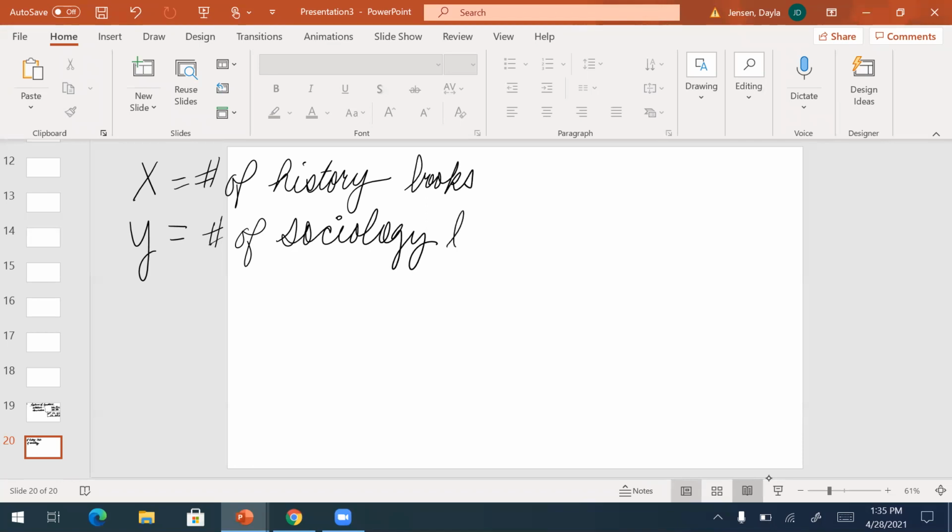And I know that combined, the bookstore sold 303 of those. So X plus Y equals 303. There's my first equation involving two variables. So I can't do anything yet. I need a little bit more information before I can actually go ahead and solve this.